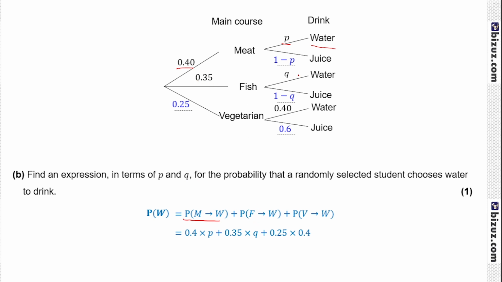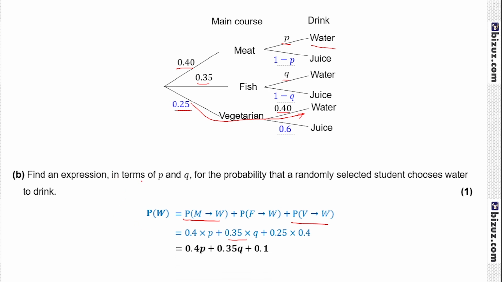Same thing with the rest. So we go through F and then W. We see that these probabilities are on the way, so we just multiply them through. And also this one, it's the same. So we see this probability and this probability. That's what we have on the way here. So we just multiply them. So 0.25 multiplied by 0.4, and we get an answer.